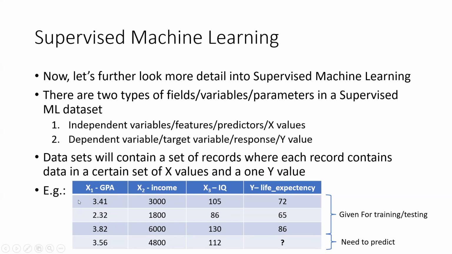First, because we have 4 data points in this data set, we can take the first 3 data points for training and testing. The last data point is the one we have to predict. That means with the first 3 data points, we have to train and test the model, and with the x values 3.56, 4,800 and 112, we have to predict the life expectancy. This is the prediction that we have to make. In the practical world, we need hundreds or thousands or millions of data points for training and testing, so 3 data points are not enough at all. This is just a demonstration.